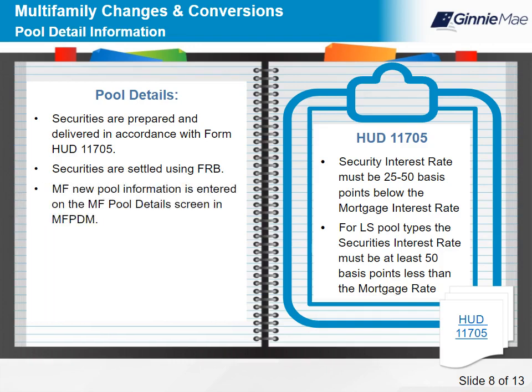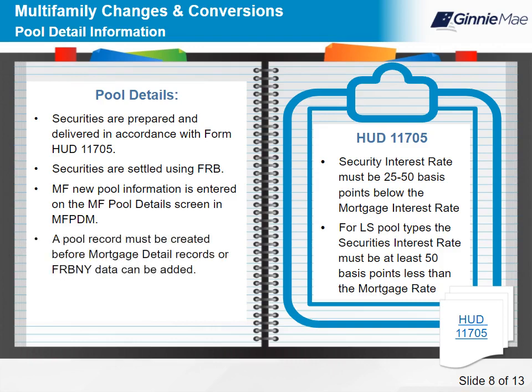Multifamily new pool information required on Form HUD 11705, Schedule of Subscribers, is entered on the Multifamily Pool Details 11705 screen in MFPDM. A pool record must be created before mortgage detail records or FRB subscriber data can be added. Most of the fields on the Multifamily Pool Details 11705 record are required for data entry or system generated.